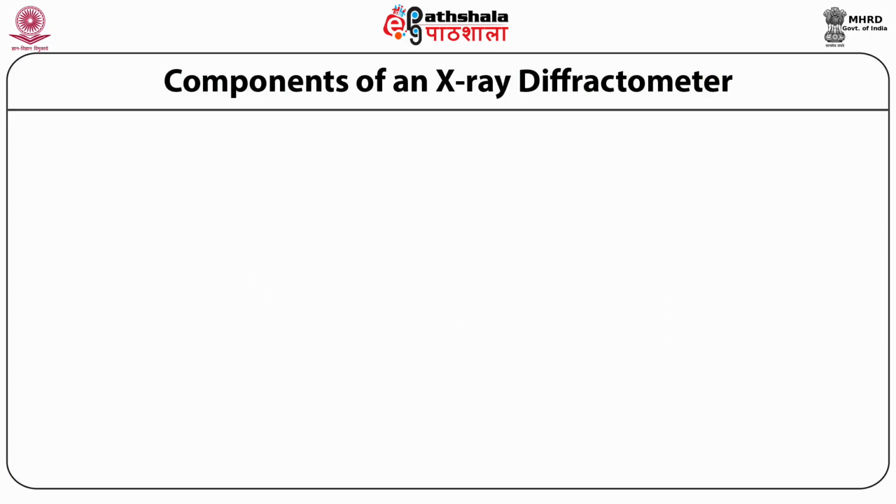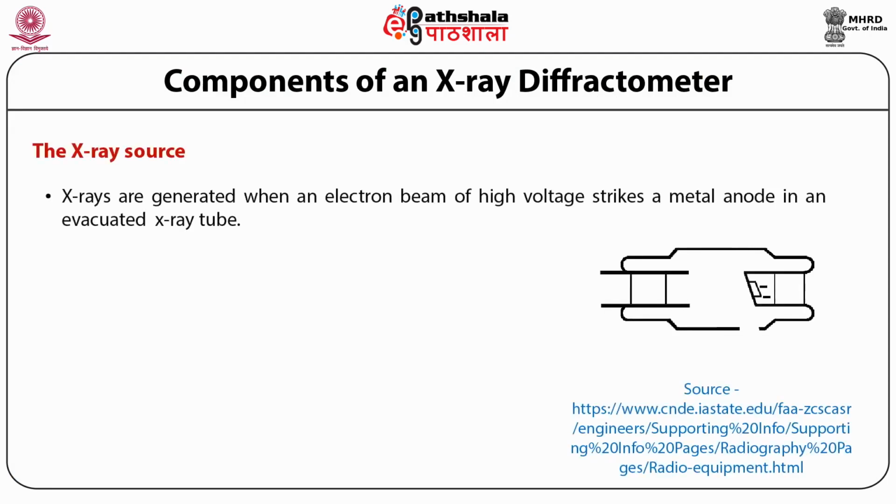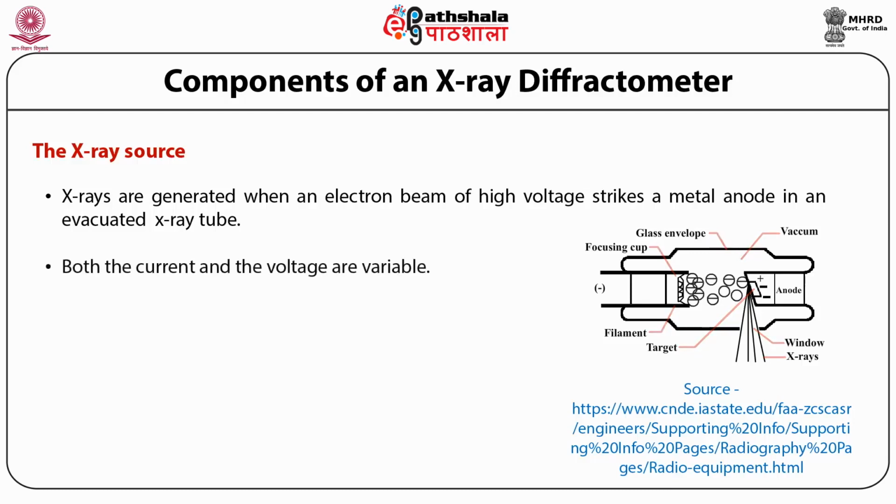Components of an X-ray diffractometer. Now we will discuss the components one by one. First one is the X-ray source. X-rays are generated when an electron beam of high voltage strikes a metal anode in an evacuated X-ray tube. Both the current and the voltage are variable.